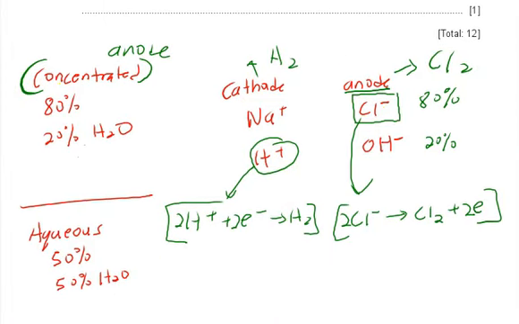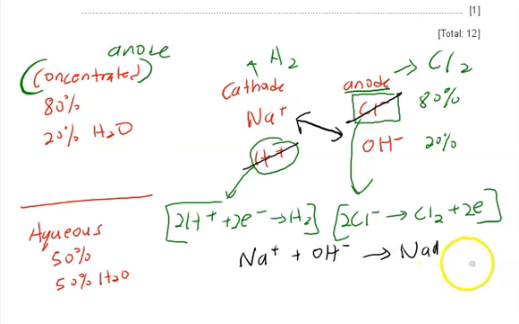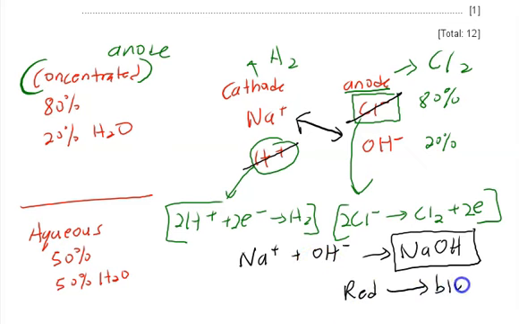Eventually what happens is the percentage of chlorine will be lesser and the percentage of hydrogen will be lesser. So what is remaining in the solution? We will have sodium and hydroxide. So sodium and hydroxide will combine to form sodium hydroxide. So this is definitely an alkaline solution, so it will change red litmus paper to blue.